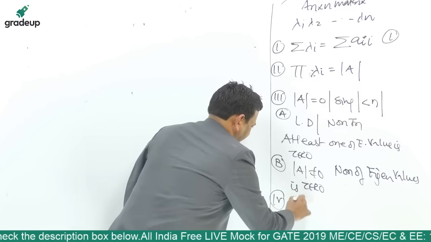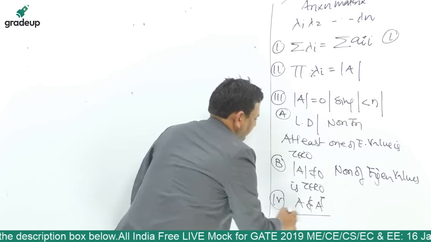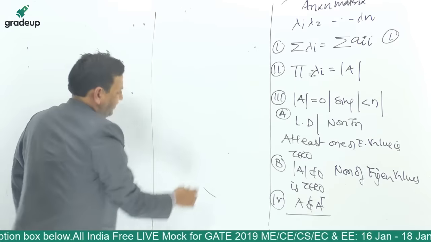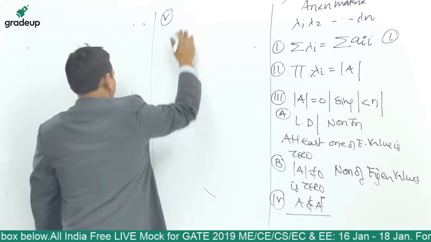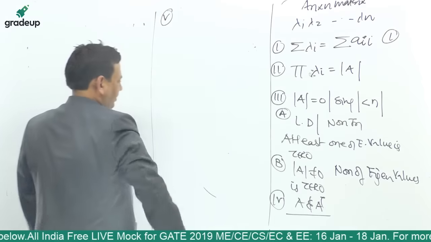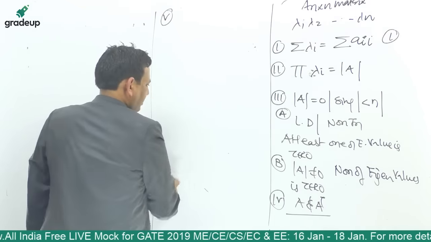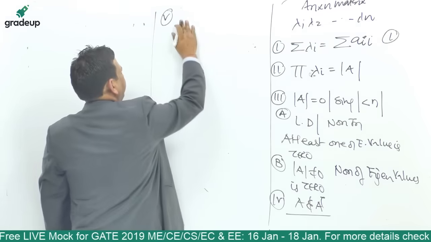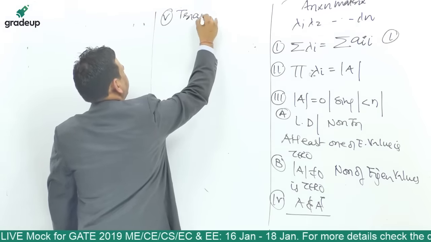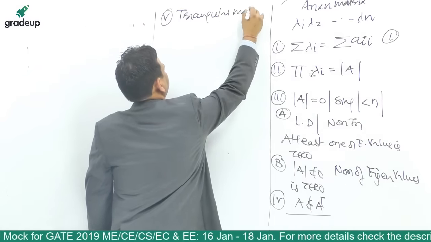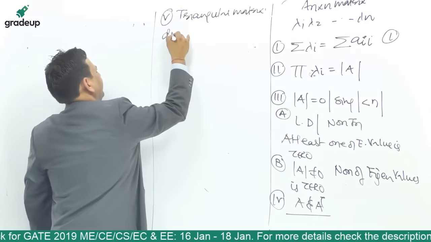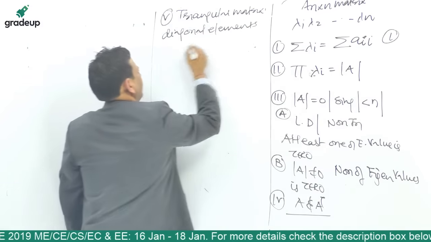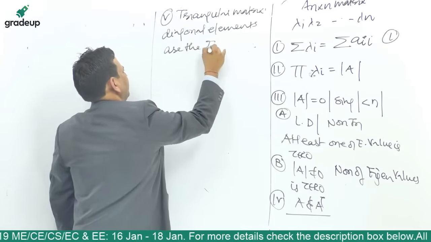Fourth, A and A transpose have the same eigenvalues. Fifth, for a triangular matrix, the diagonal elements are the eigenvalues.